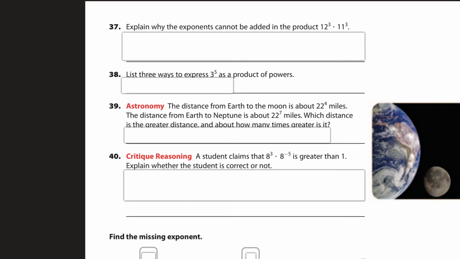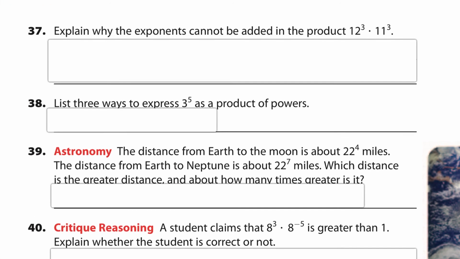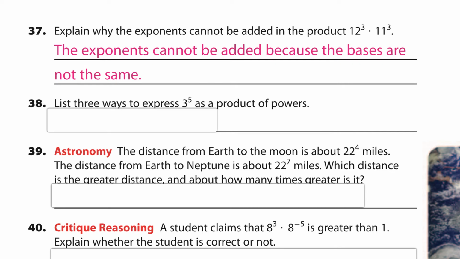All right, so moving on to number 37. Explain why the exponents cannot be added. Well, the bases are different here. That's 12 to the third, and that's 11 to the third. So you need the same base, and the bases are not the same.